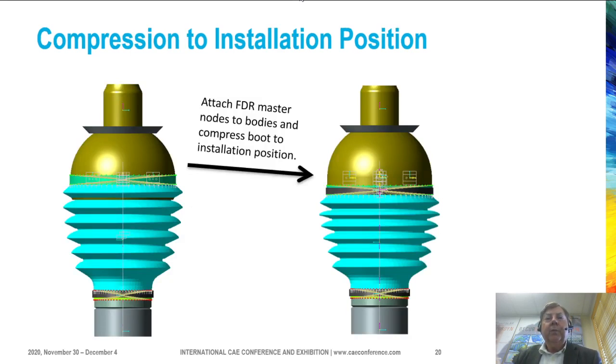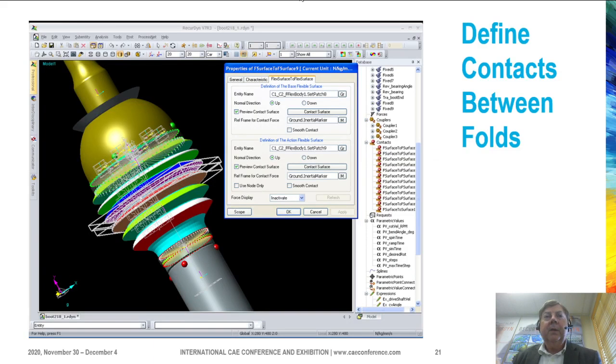So the final step was to then take that model and compress the boot to be in its installed position. So you can see here the level of compression, and then finally we're in the correct configuration to actually rotate the assembly and apply the transmission angle.